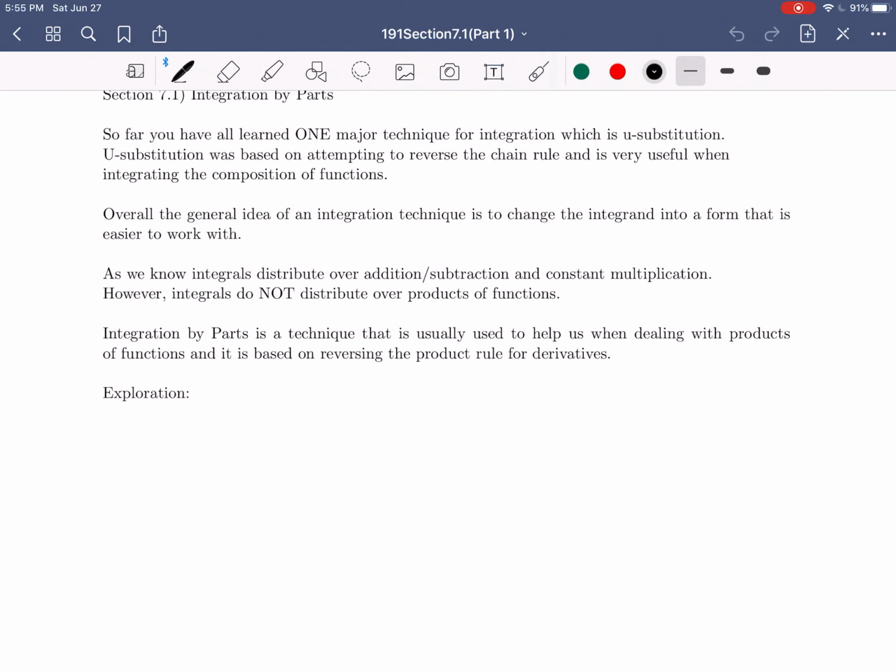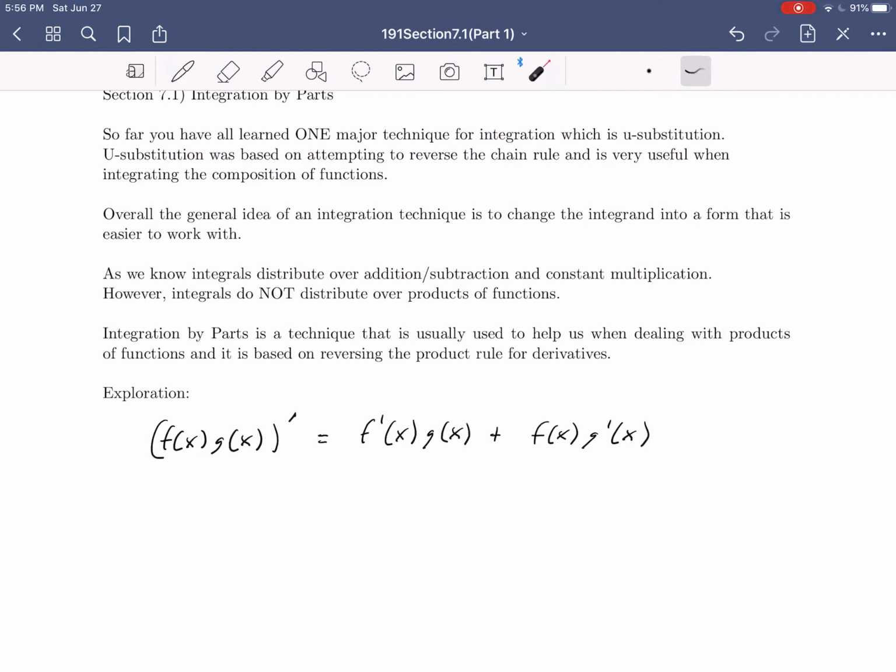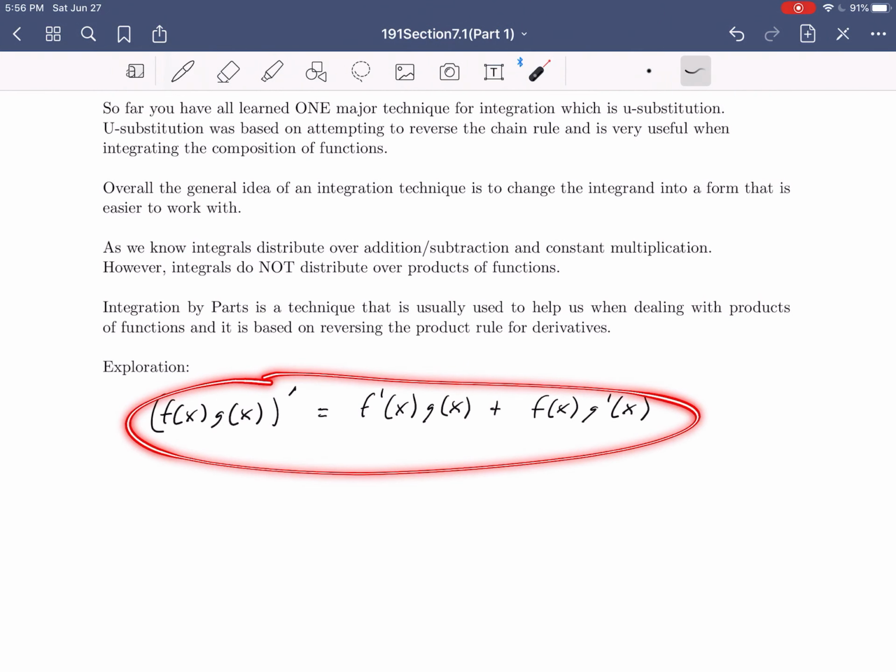So, let's imagine we have a product of two functions, f of x and g of x, and let's remember how you actually differentiate that product. The product rule for derivatives says that this is equivalent to f prime of x, g of x, plus f of x, g prime of x. So in other words, the derivative of the product is equal to the derivative of the first function times the second, plus the first function times the derivative of the second. So this is a derivative rule.